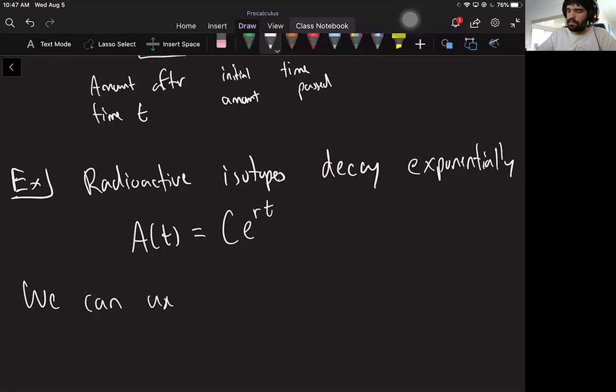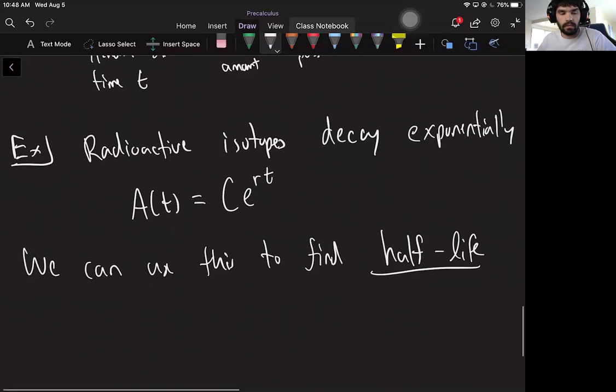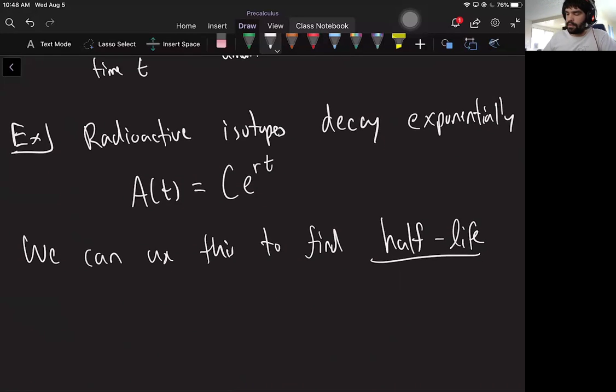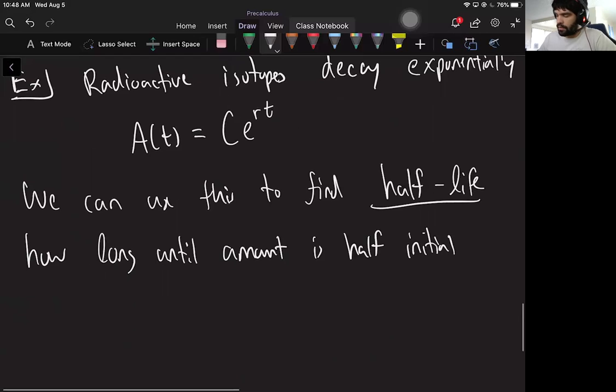We can use this to find something called half-life. So this is how long until the amount is half of the initial. In other words, what's half of the initial? That's going to be 1/2 times c, because I said c is the initial amount.